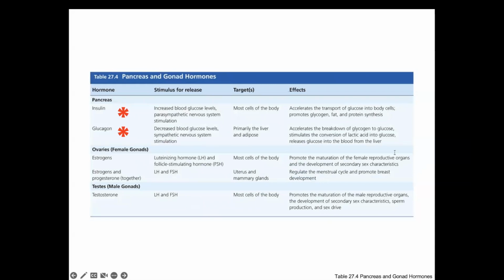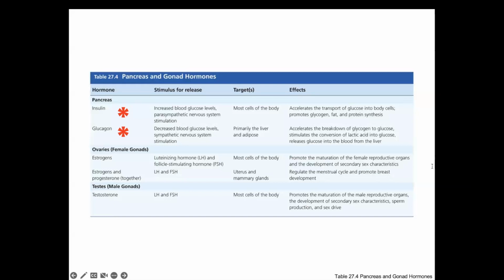The pancreas is important in regulating blood sugar. If blood sugar is elevated, the pancreas will release insulin to promote the transport of glucose into cells and promotes the synthesis of glycogen, fats, and proteins. If blood sugar is too low, the pancreas will release glucagon and stimulate the breakdown of glycogen into glucose and tells the liver to release glucose into the blood.